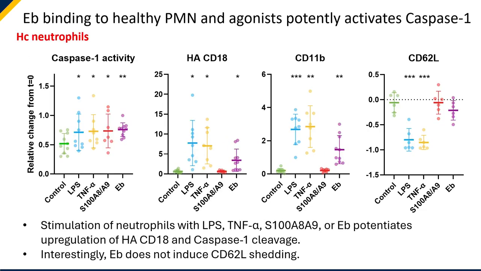While it is well known that stimulants like LPS and TNF-alpha activate neutrophils, we found that E-Selectin coated beads also effectively drive activation. Interestingly, while stimulation with LPS or TNF-alpha induces the shedding of CD62L, known as L-Selectin, stimulation with EB does not induce this shedding.